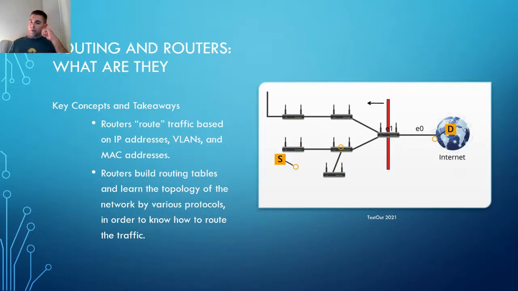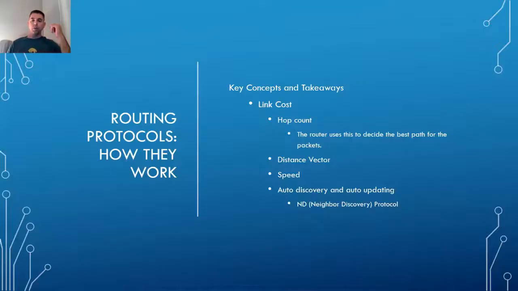So routers route traffic based on the IP addresses, VLANs, and even MAC addresses. Routers build routing tables and they learn the topology of the network by various protocols in order to know how to route the traffic, as we just discussed. Some of those protocols use something called link cost, which is usually how many hops a packet can take before it reaches its destination. And it figures out the best path for the packets based upon that hop count.